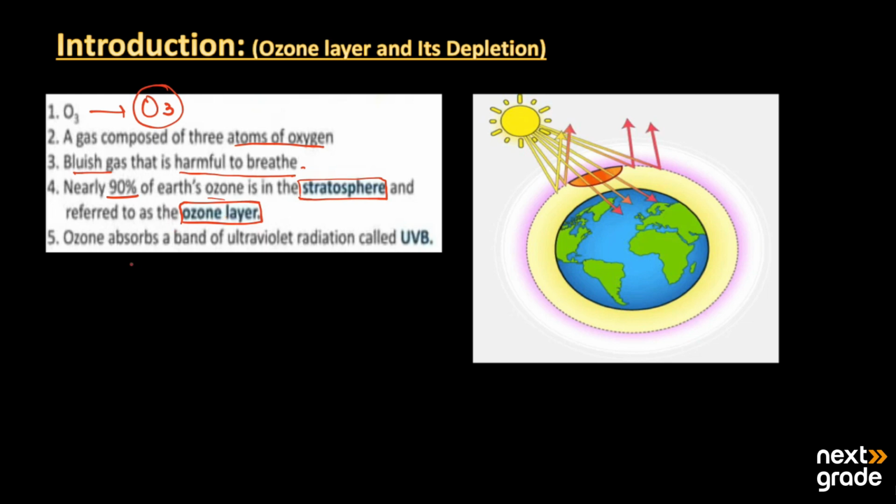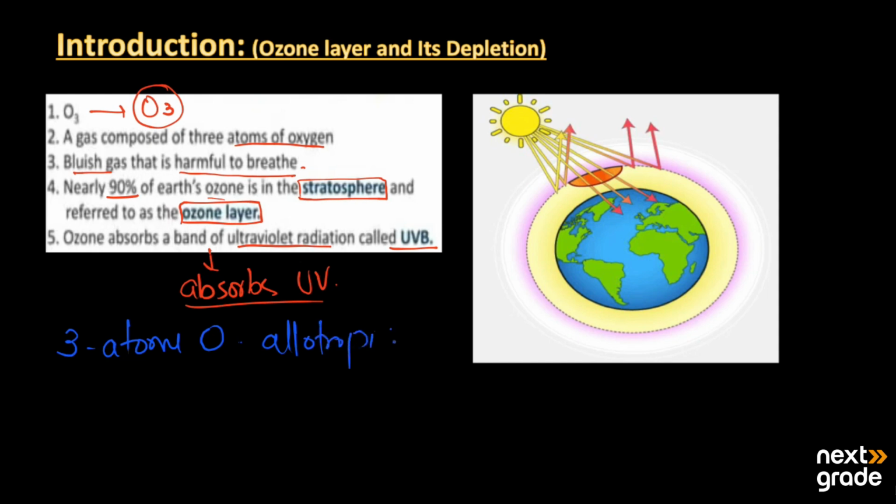Basically, the function of ozone is that it absorbs a band of UV radiations called UVB. Here the ozone consists of three atoms of oxygen and it is an allotropic form of oxygen. Oxygen is present in two allotropic forms, the first one is O2 and the second is O3. O2 is simple oxygen gas that is used for respiration. And O3 is the allotropic form of oxygen known as the ozone layer, which is present in the stratosphere.